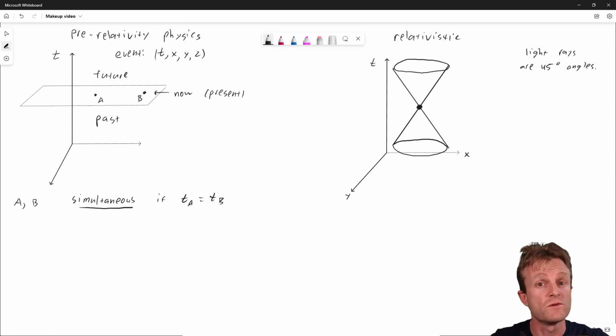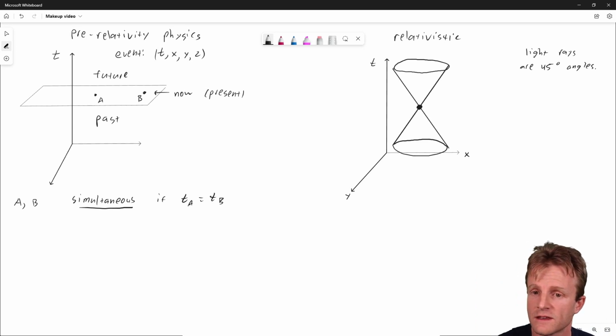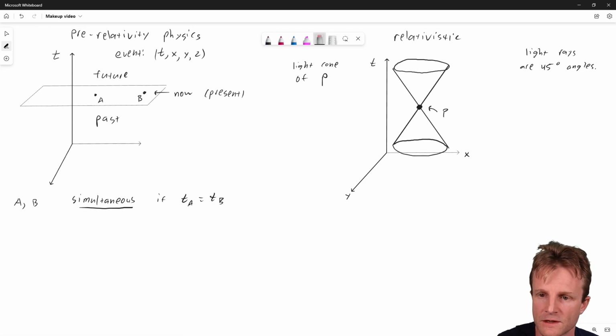In 3 dimensions, this represents a spherically expanding pulse of light. It's like a sphere moving out at light speed, as if you emitted a flash of light and all those photons went out isotropically. In 2 dimensions, that looks like a cone represented like this, and so that is called the light cone of the event P.